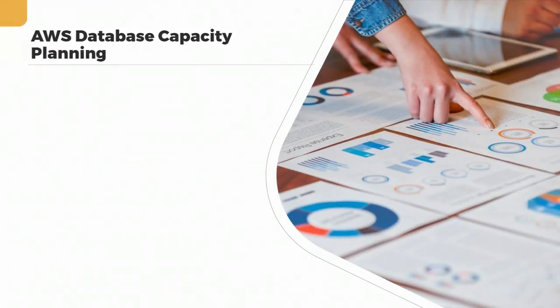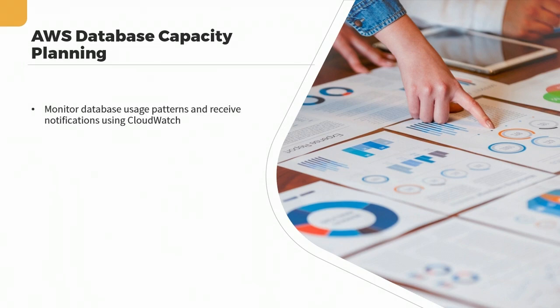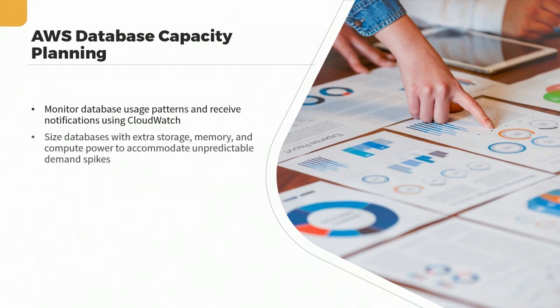One of the things that is very helpful with database capacity planning is simply monitoring data usage patterns over time. Now, you can set that up and even receive notifications when certain metrics exceed a certain value. You can do all of that using Amazon CloudWatch. You might also consider sizing databases so that they have some extra storage, memory, and compute power always available to accommodate unpredictable demand spikes. Now, if you're using a database solution that supports automatic scaling based on usage, then that might already be taken care of.